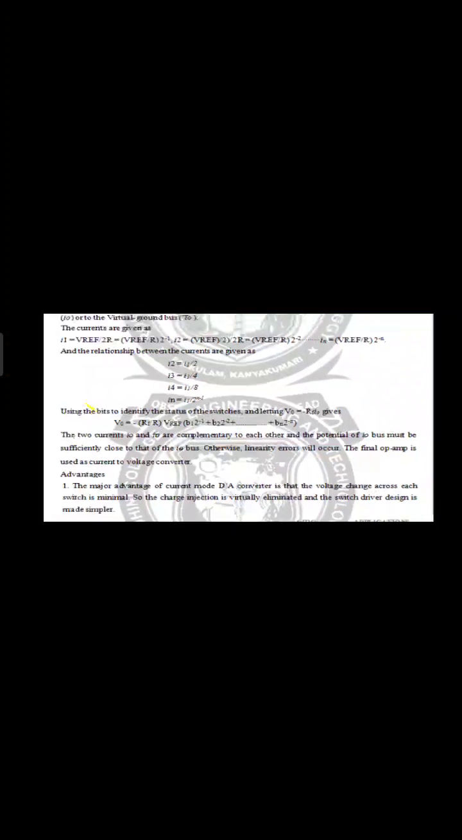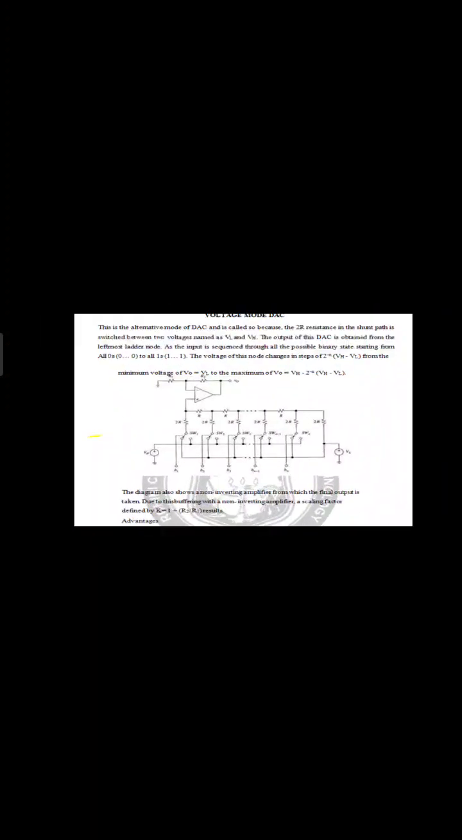So this is a voltage mode DAC. The circuit shows how the voltage mode digital to analog conversion happens. The output of the DAC is obtained from the leftmost ladder, and the input is sequenced through all the possible binary states. The major advantage of this technique is that it allows us to interpolate between any two voltage measurements, which need not be an inverter.